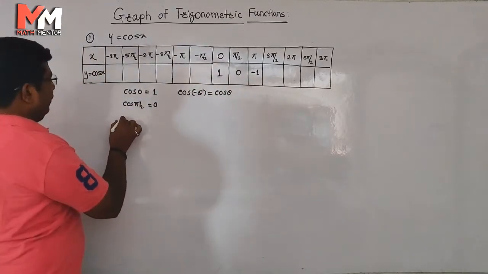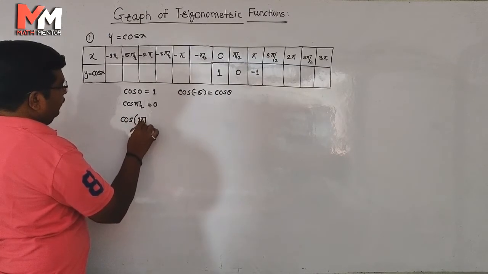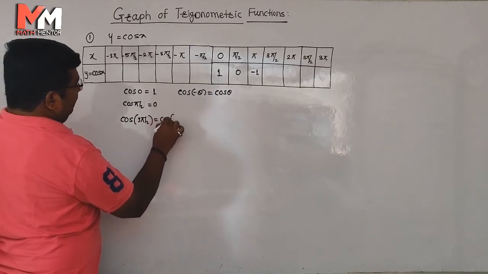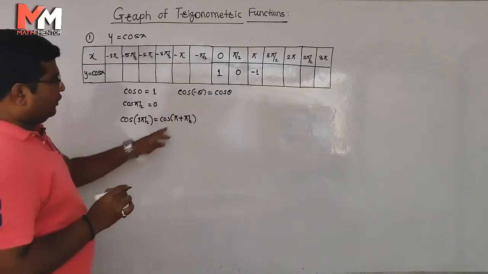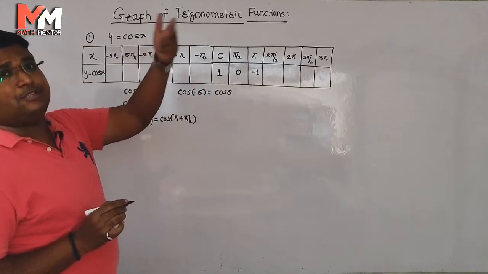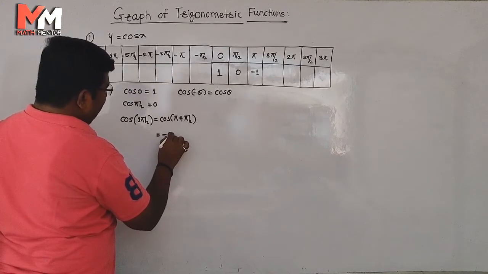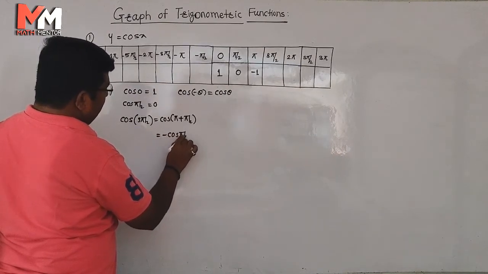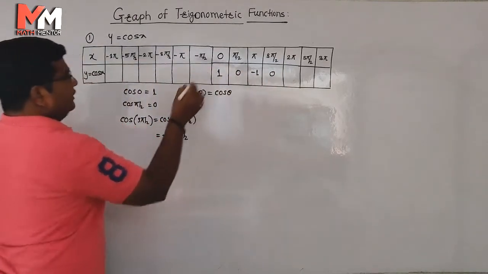Now we can find cos 3 pi by 2. Cos 3 pi by 2 is equal to cos of pi plus pi by 2. In the third quadrant, pi plus theta, that is 180 plus theta, cos becomes negative, that is minus cos pi by 2. So cos pi by 2 is 0, here is again 0, minus 0, that is 0.